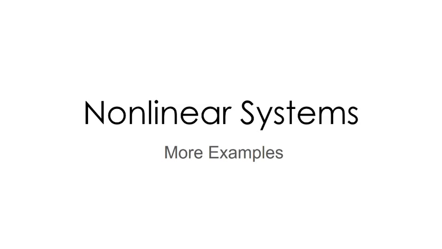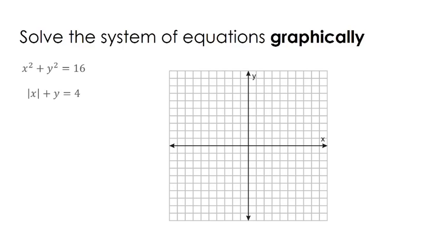Here's my second video over nonlinear systems, and we're going to work two examples in this one. We're going to start by solving a system of equations graphically. You can see we have a nonlinear system here because this is the equation of a circle, and we'll talk about how to graph the circle in a minute. And this looks like an absolute value equation, so we're going to talk about how to graph that as well.